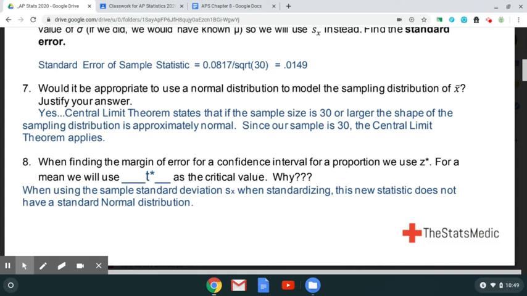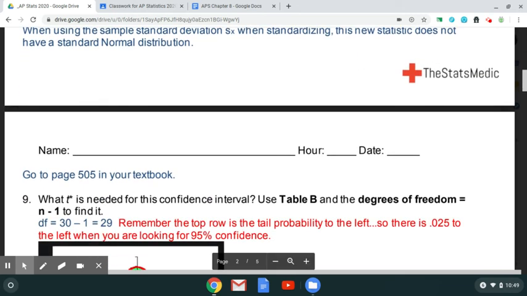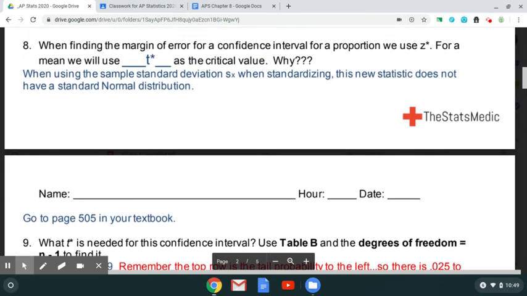This is where I need you to go into your textbook with me. If you will turn to page 505 in your textbook. If you will look at the top of page 505, page 504, that gives you a little more details about the t distribution and why we have to use it, if you're interested. But on page 505, I'm going to read the yellow box.